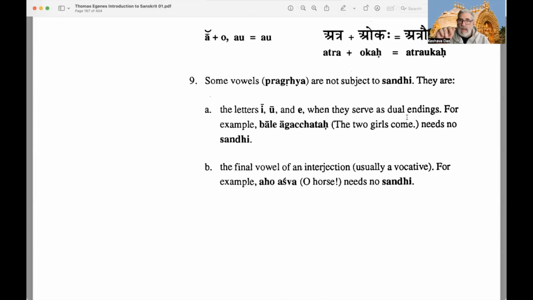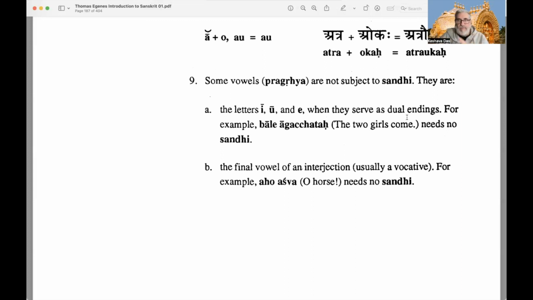So balike agacchatah, the two girls come. When this balike is a dual case ending, we have this long A in agacchatah. The E at the end of balike and the long A at the beginning of agacchatah should do some sandhi, but they don't do sandhi because it's an exception, because balike is dual. It's a dual case ending, and that's an exception. So we have a rule up there to tell us, and we even have a sandhi grid to tell us, that when we put E at the end of a word and long A at the beginning of the next word, we have to change it.